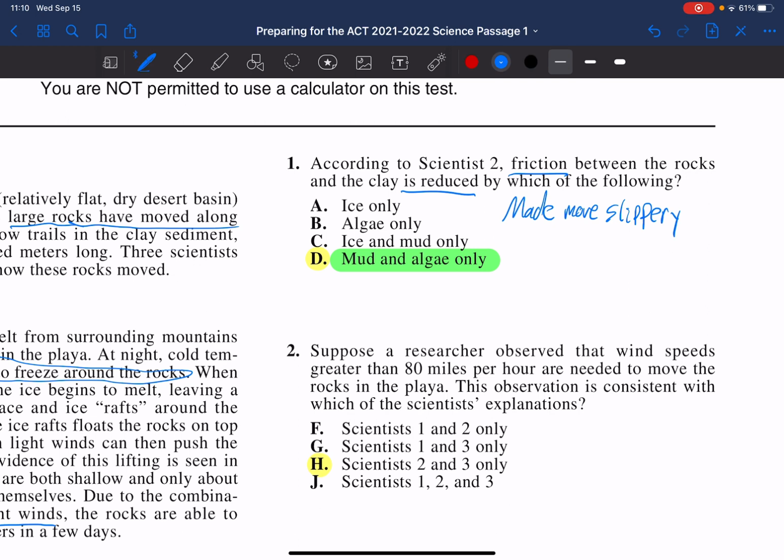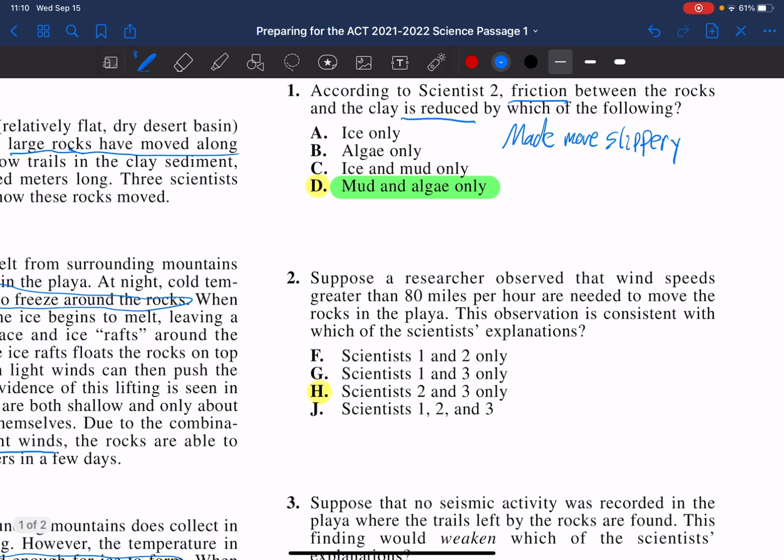Suppose a researcher observed that wind speeds greater than 80 miles an hour are needed to move the rocks. So this observation is consistent with which of the following explanations? So here we're talking about winds greater than 80 miles per hour. Now that's a pretty high wind.